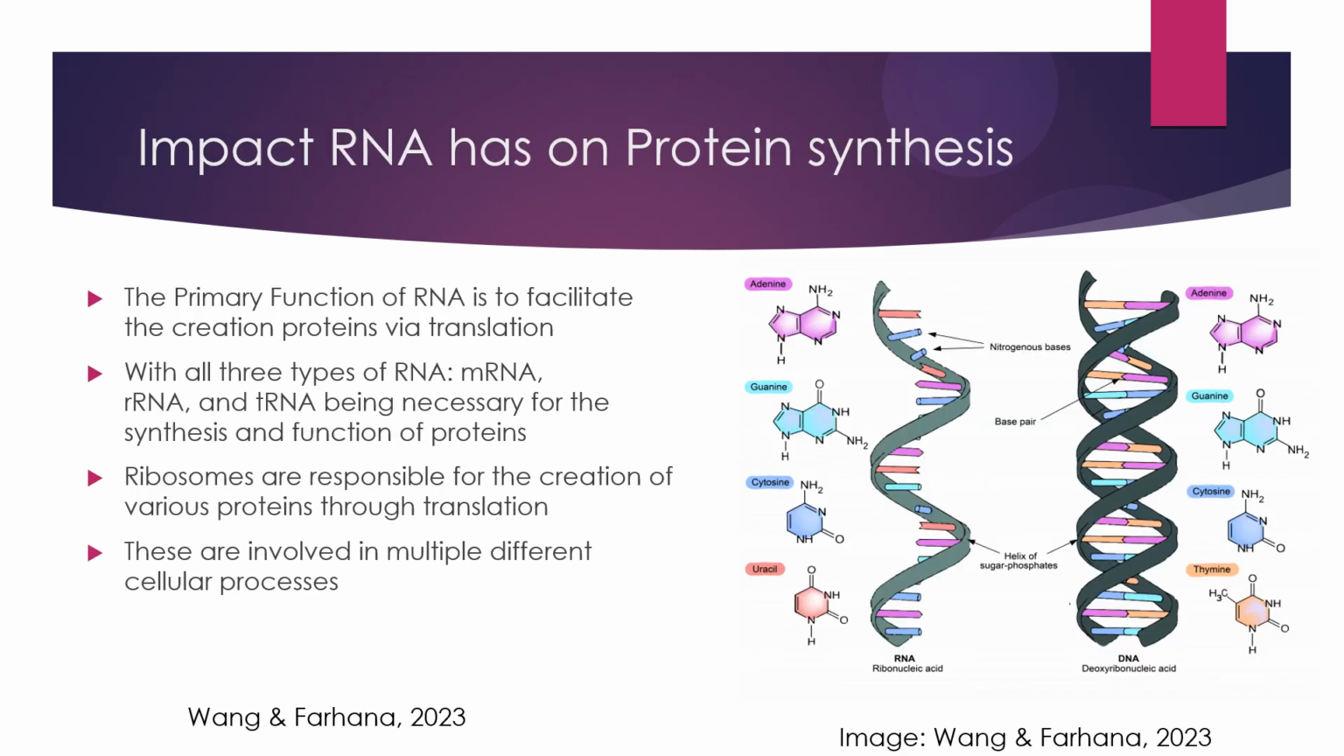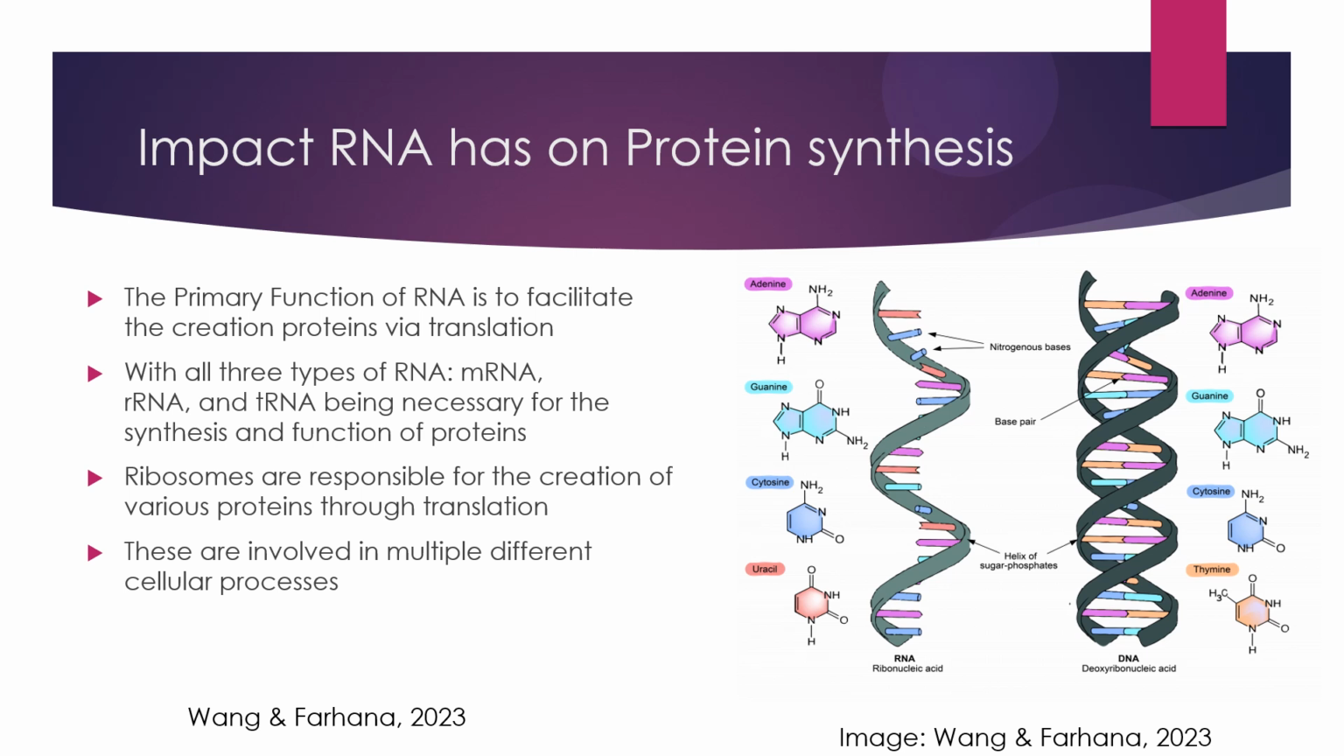So, the impact that RNA has on protein synthesis. The primary function of RNA is to facilitate the creation of proteins via the translation process of DNA replication, with all three types of RNA, being messenger RNA, rRNA, and tRNA, being necessary for the synthesis and function of proteins.